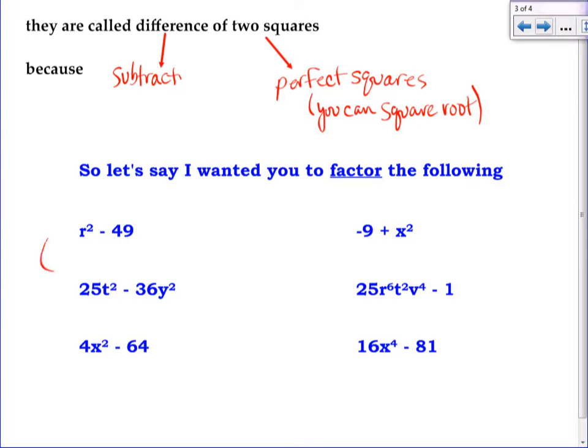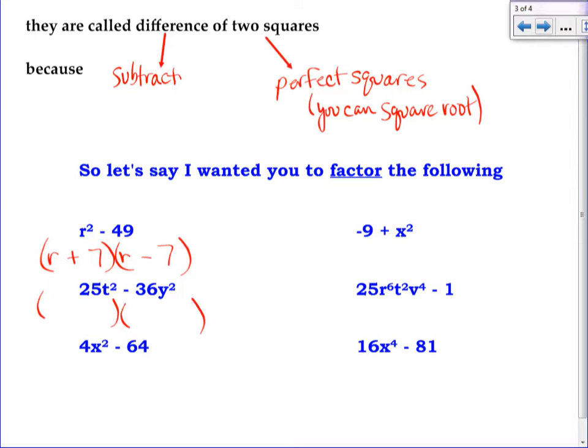Okay, so we're going to write our parentheses. What are both of them going to start with? The square root of r squared is r. And what goes here and here? 7 and 7. And then it doesn't matter if it's plus minus or minus plus. They just have to have one of each. Let's jump down to this one. First of all, we should be always asking, can we take anything out? Can we take anything out of these two terms? No. Okay. So then we can jump right into the factoring.